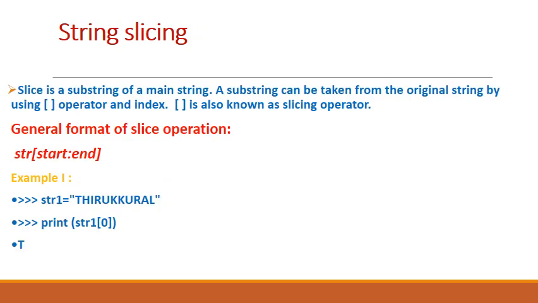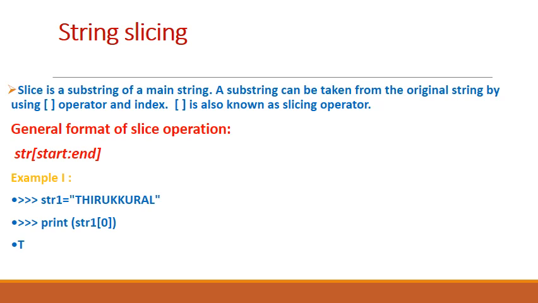Next, string slicing. A slice is a substring of a main string. That is, a slice is a part of the main string, and a substring can be taken from the original string by using the square bracket operator and index. So the operator used for string slicing is the square bracket. Thus, square bracket is also known as the slicing operator. Using the slice operator, we can slice one or more substrings from a main string.